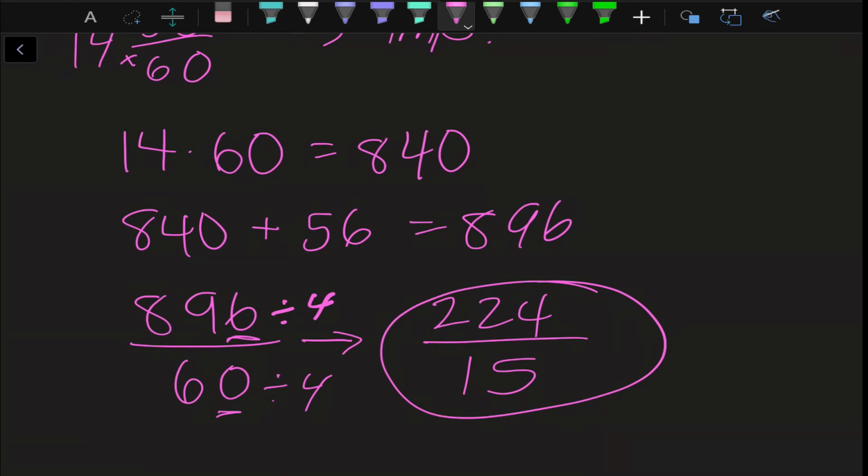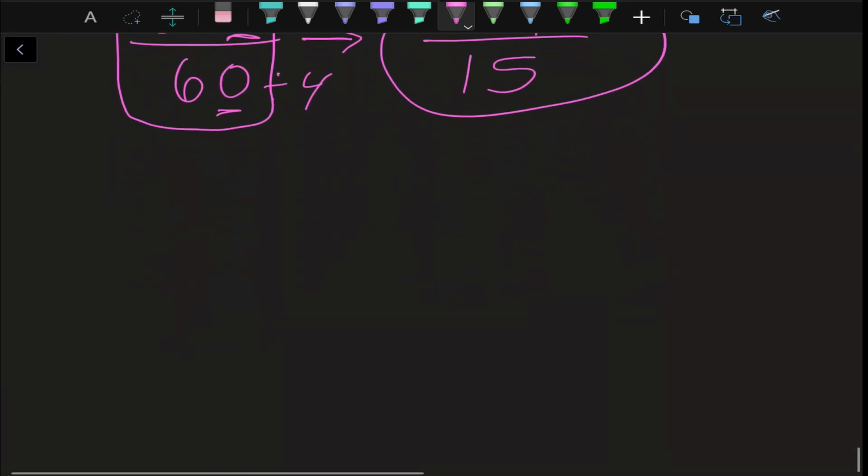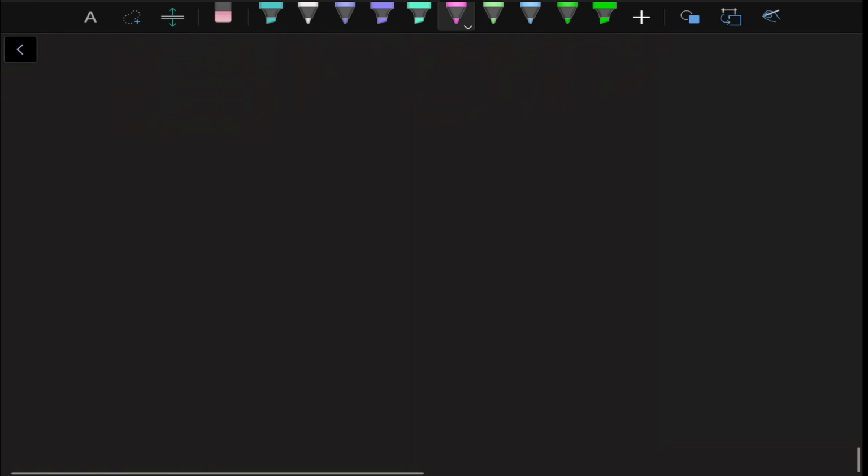Good on you if you got your lowest terms. If you not and you ended at 896 over 60, that's fine too. Those are some big numbers, hard to find common factors for. You could have also definitely used your calculator. That is definitely your choice to make on how you practice.